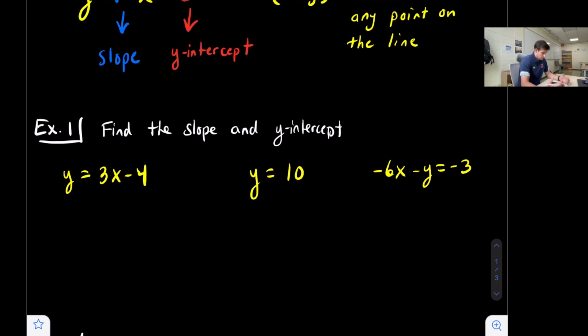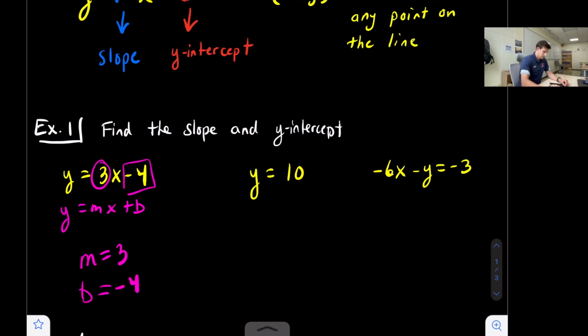So we're going to do a couple examples here. The first one, we're just going to find the slope and the y-intercept of some given equations. The key is to make sure the equation's in slope-intercept form, and then you can easily identify the slope and the y-intercept. So remember, slope-intercept form is y equals mx plus b. So notice 3 is in the place of m, so our slope is 3. And b represents our y-intercept, and in this case, b is -4. So slope is 3, y-intercept is -4.